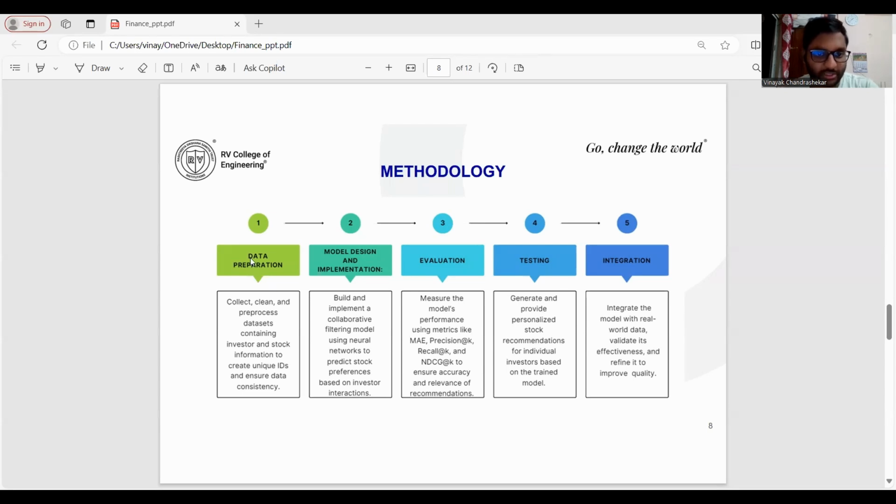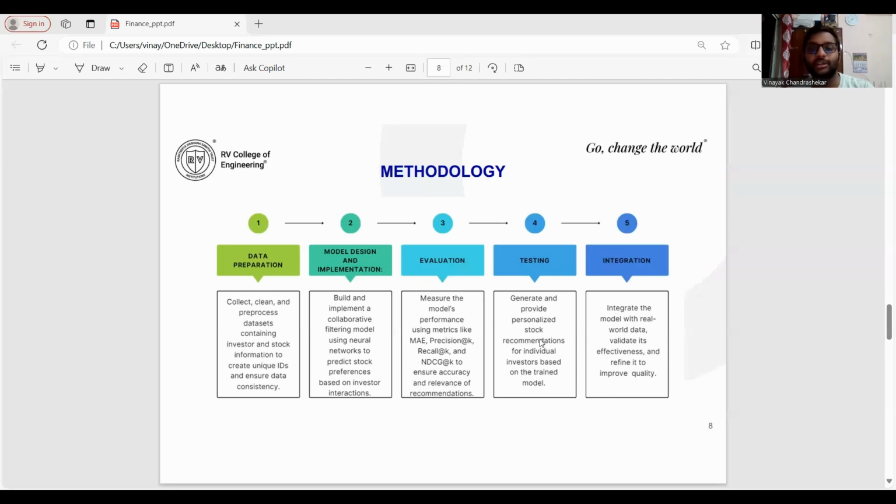So the first thing we did was prepare the data set. That is, we gathered the company data and the investor data, and we cleaned, collected, and pre-processed the data set, which will be used for further processing. Then we built the model using neural networks. That is, we used PyTorch to build a neural network model for predicting stock preferences based on investor interactions. Then, in order to evaluate the model, or check how good our model is, we used metrics like MAE, precision, recall, and NDCG to ensure the accuracy and relevance of the recommendations our model is providing.